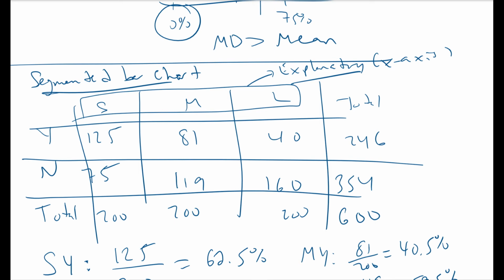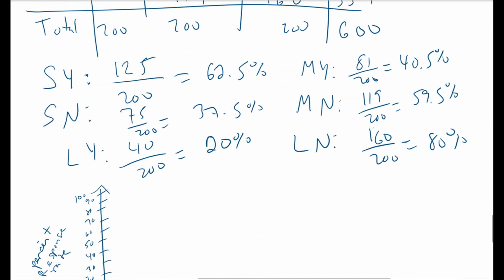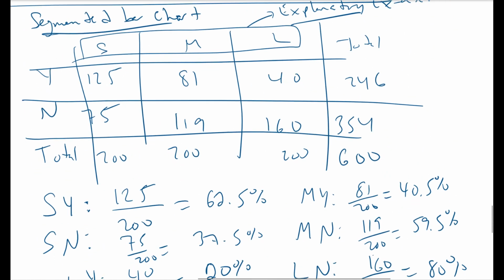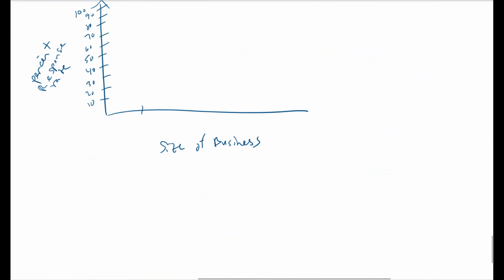I mean, technically, you could switch these and say yes and no on the x-axis, but for all intents and purposes, let's make the explanatory variable always be the x-axis. Okay, so this is explanatory. Let's put it on the x-axis, just so that there's no confusion. So we have a small business, a medium-sized business, and a large-sized business.